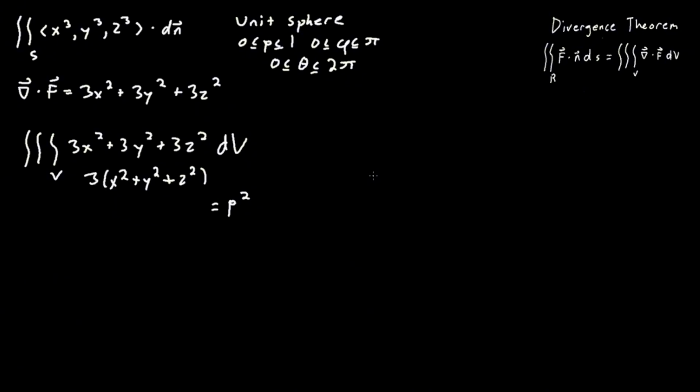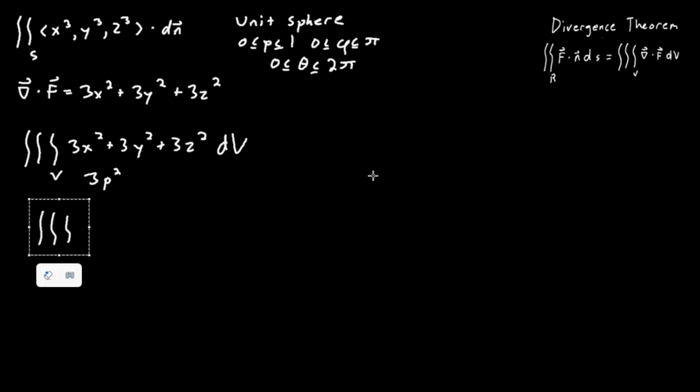So we can actually substitute this for rho squared. So we have 3 rho squared here. This entire thing is equal to this. And if we rewrite our triple integral, we can factor out the 3. So let's move this forward. We can factor out the 3, and you get rho dv.